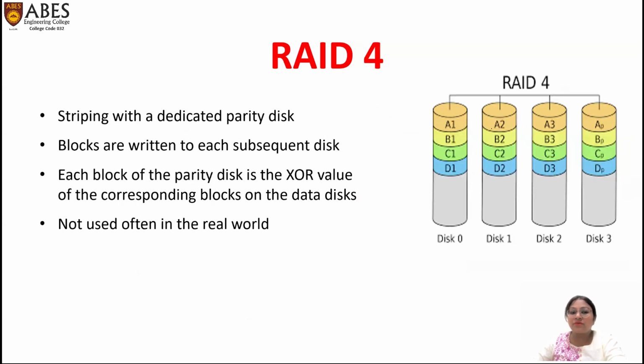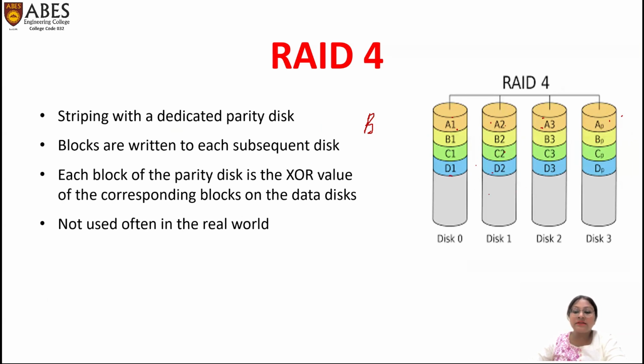RAID 4 is similar to RAID 3, but with the difference that data is striped at the block level. At the block level, all the data is stored in the blocks, and A1, A2, A3 parity is stored in AP. B1, B2, B3 parity is stored in BP. C1, C2, C3 parity is stored in CP. D1, D2, D3 parity is stored in DP.